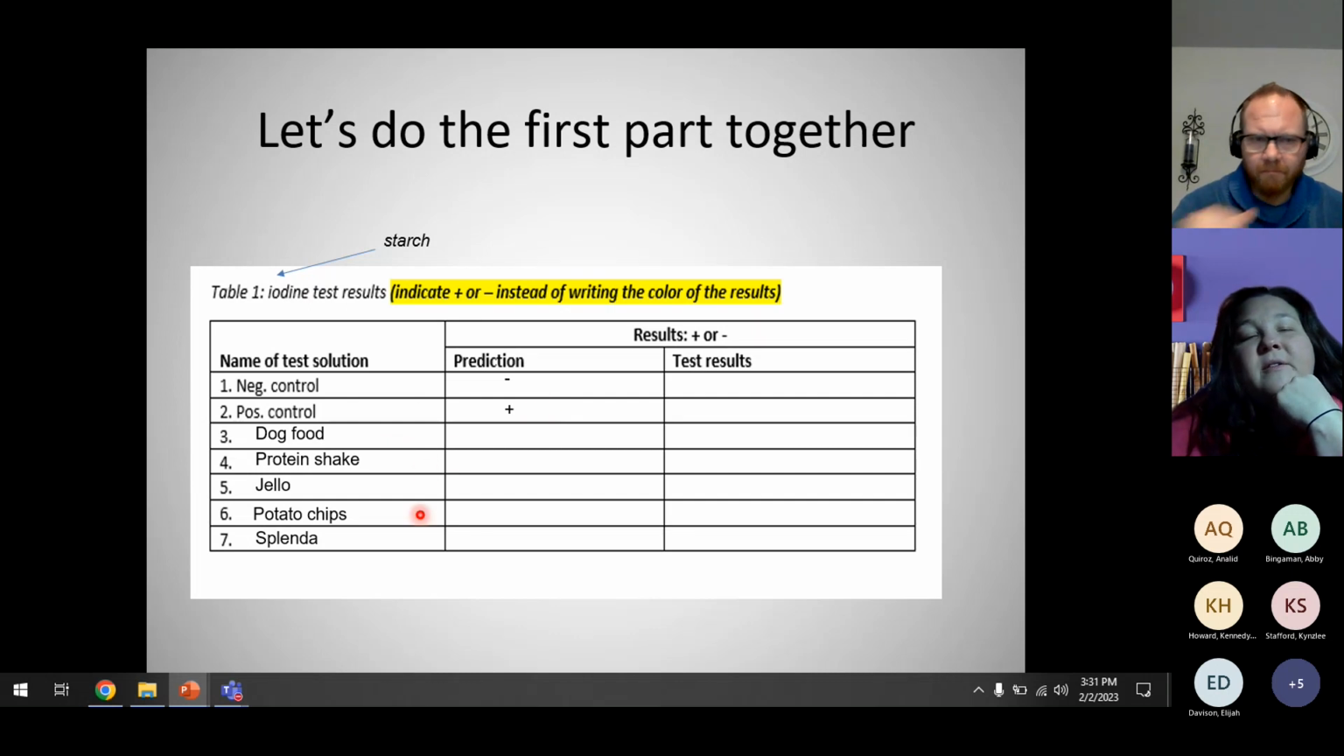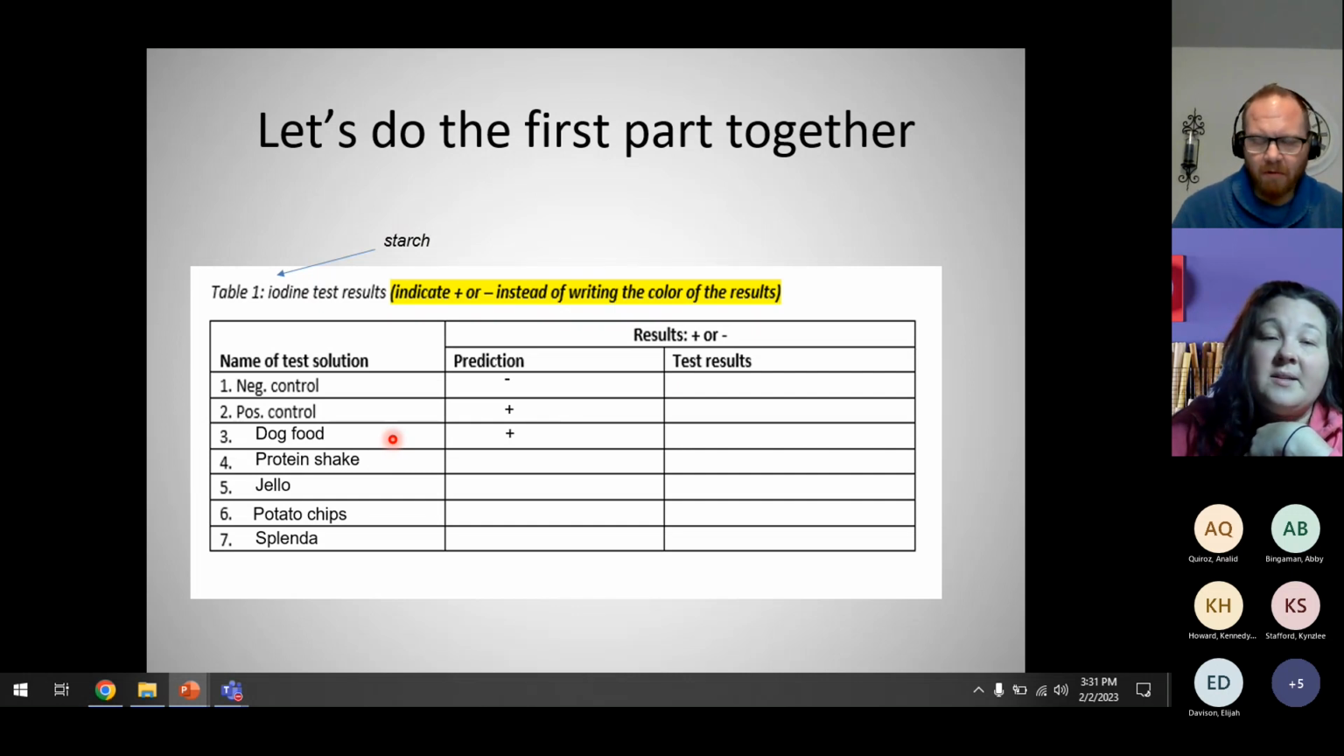Then we have to guess for these. So we're talking about starch here, dog food. Well, I've had dogs in the past, and I know that a lot of dog food has a lot of grain in it, and grain contains starch. So I'm going to predict positive for starch. I'm going to put a plus right there under the prediction.